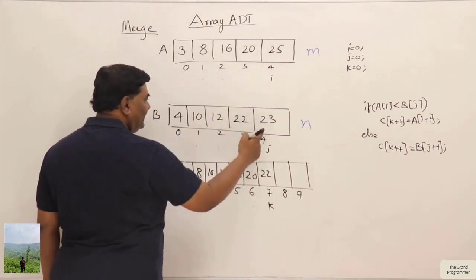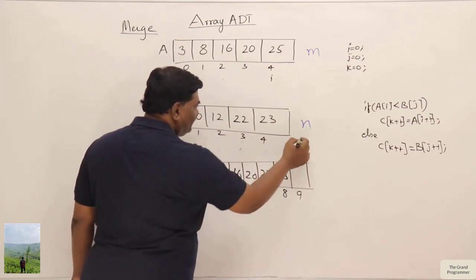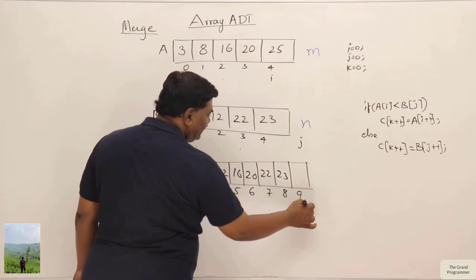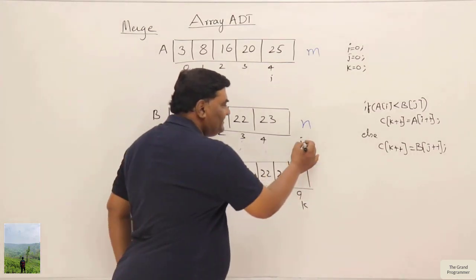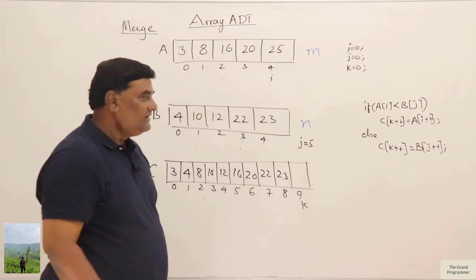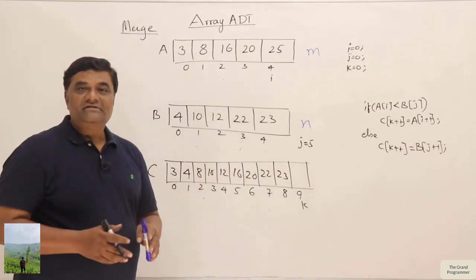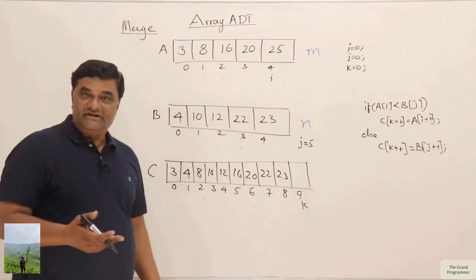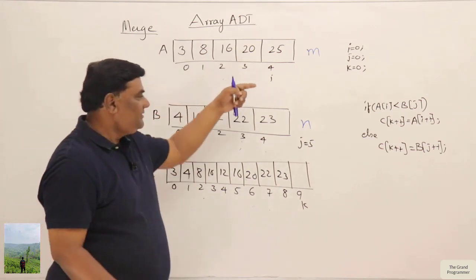This is 25 and this is 23, so 23 is copied. Then J++, K is here. So J became 5 now, which means it has gone outside the size of the array. There are total 5 elements. So J became 5 now, it means the second list B has finished. We should stop. We cannot compare A of I with B of J now.